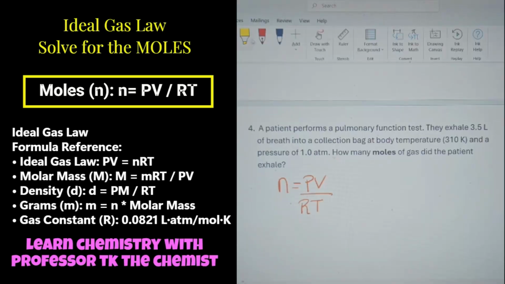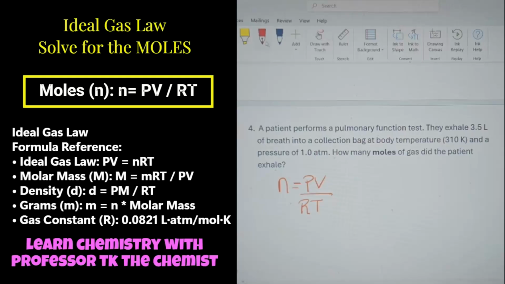All right. Let's read the problem though to make sure we're working with the right unit, the right formula. A patient performs a preliminary pulmonary function test. Pulmonary means lung test. They exhale 3.5 liters of breath into a collection bag at body temperature, 310 Kelvin, and a pressure of 1.0 atm. How many moles of gas did the patient exhale? All right. So we know we got 3.5 liters of breath.